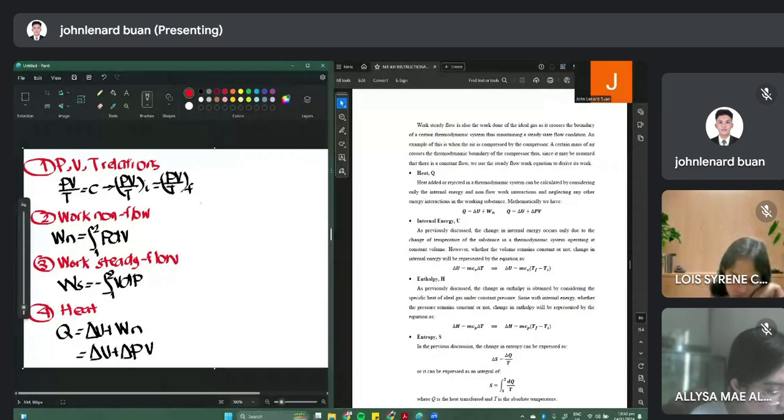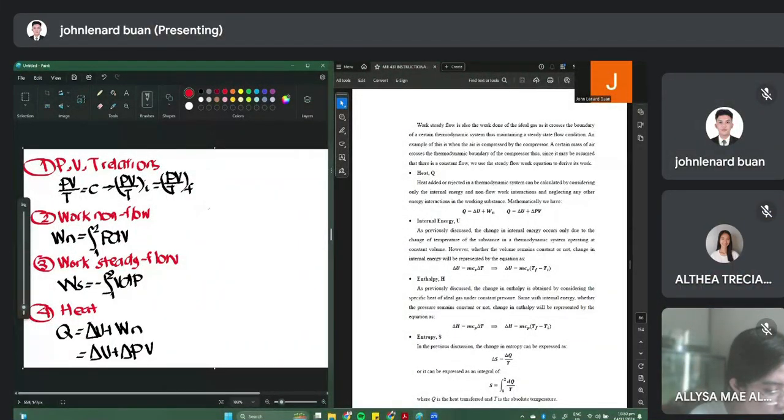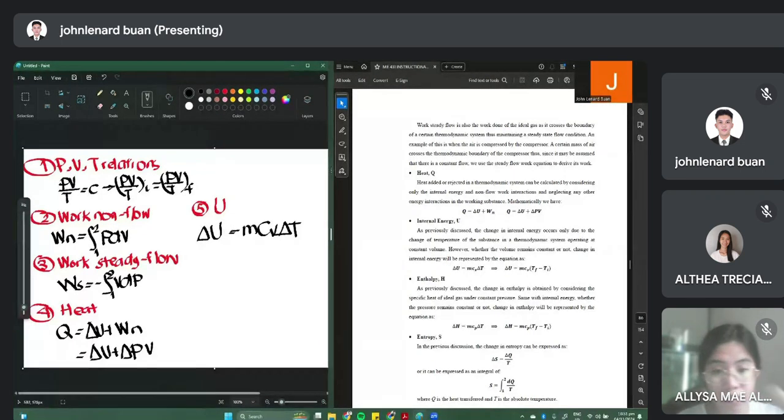But we also have a general equation for internal energy, or U. Again, internal energy is the sum of all the microscopic forms of energy. We can use the equation for internal energy as delta U equals m Cv delta T, where delta T is equal to the final temperature minus the initial temperature.